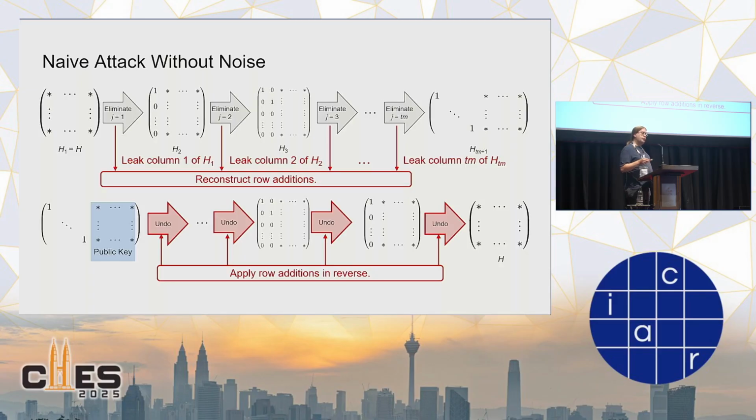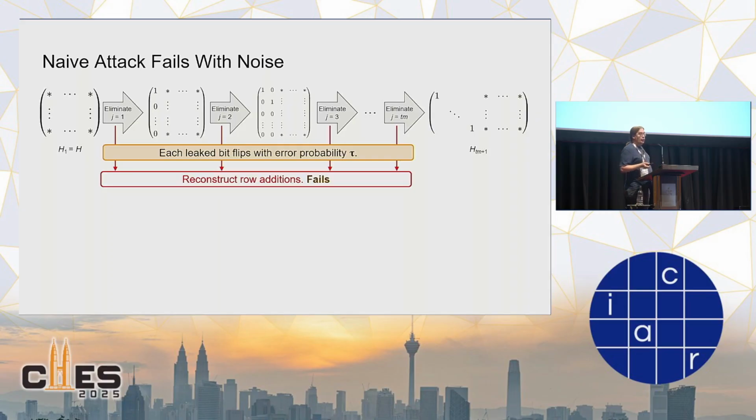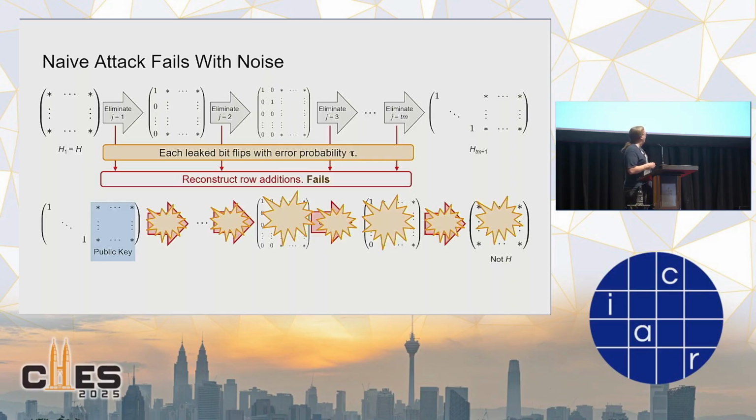So what I told you in the beginning is that I would show you how to do this with noise. So now we have to take a different strategy, because if we would take the same strategy and there's a bit flip somewhere in our side channel, then we cannot reconstruct the row additions, we get the wrong row additions, and then the reconstruction will be completely wrong, right? So we have to find some other strategy here.